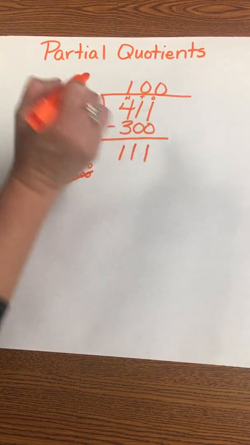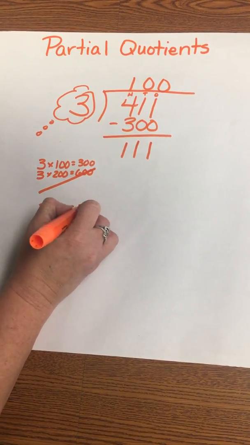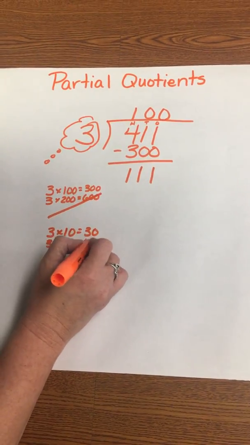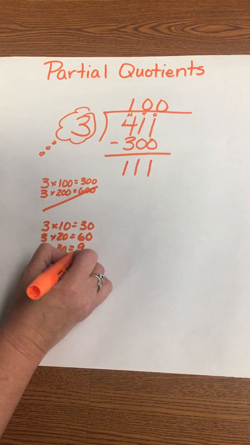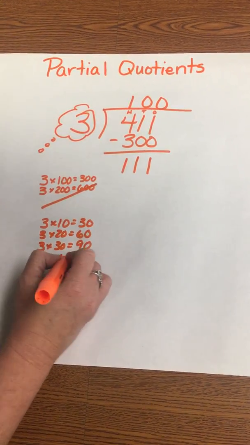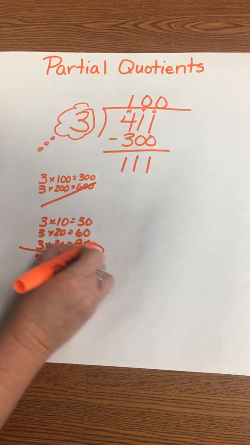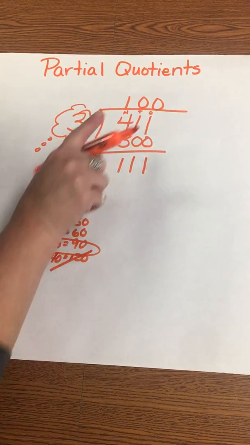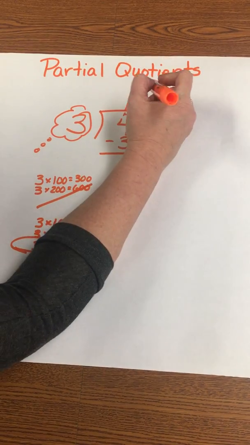I'm going to think in tens now. 3 times 10 equals 30. Way too small. 3 times 20 equals 60. Getting there. 3 times 30 equals 90. Almost there. 3 times 40, no, that's way too big. So I'm going to back off, and I'm going with 3 times 30. I'm going to write my 30 on the quotient line, but I'm going to organize it above my tens.